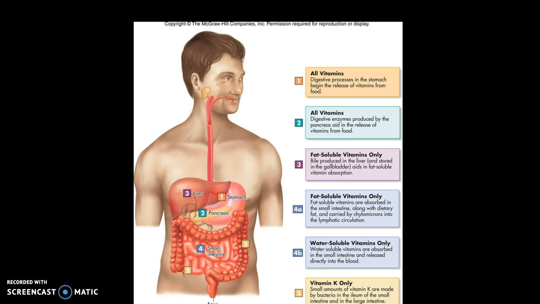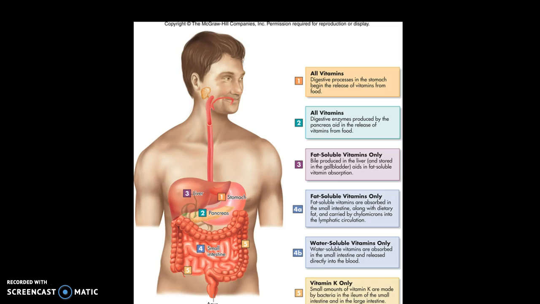So if we look at digestion and absorption of vitamins, you can see that it's a little bit more simple than the carb, protein, and fat process we went through with digestion and all the enzymes. For all vitamins, the digestive process in the stomach begins to release them from food. Then some digestive enzymes produced by the pancreas will help release vitamins from food. Most of these are the enzymes that are releasing proteins, carbs, and fat as well, and the vitamins just get unraveled as we release the different macronutrients from those foods.